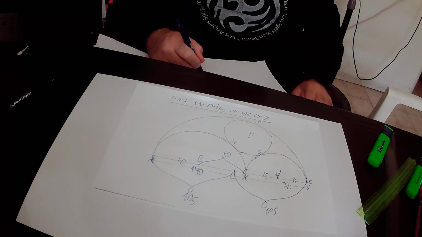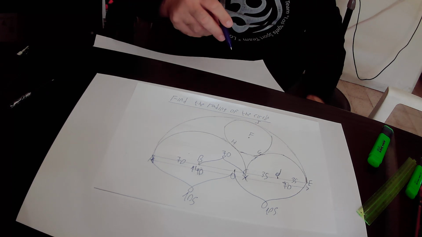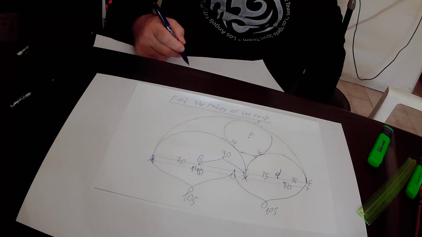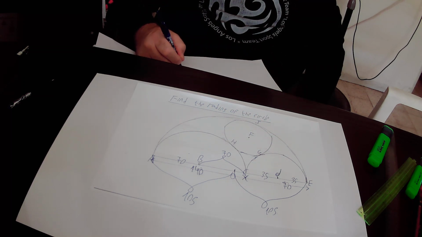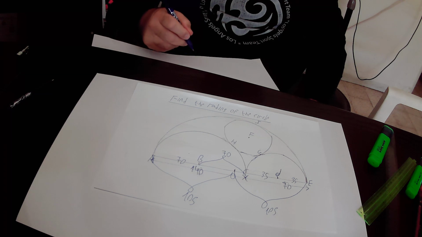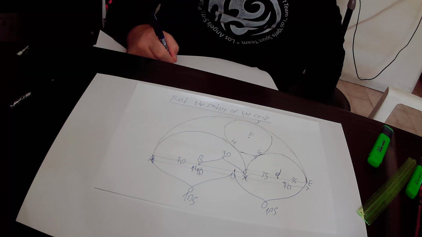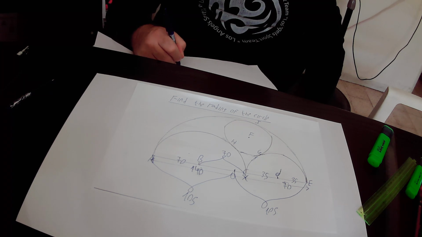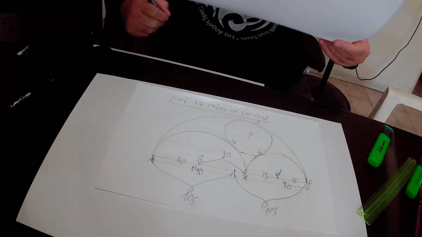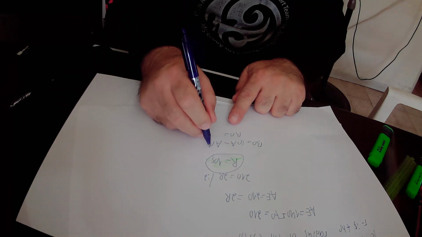The length of line segment BO equals OA minus AB. So BO equals OA minus AB.